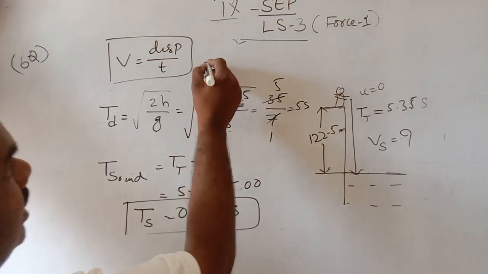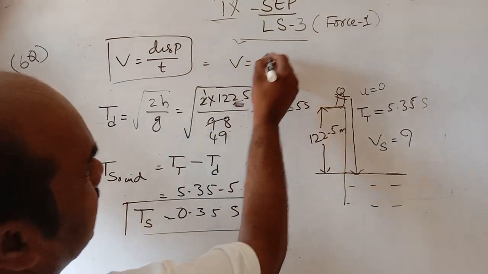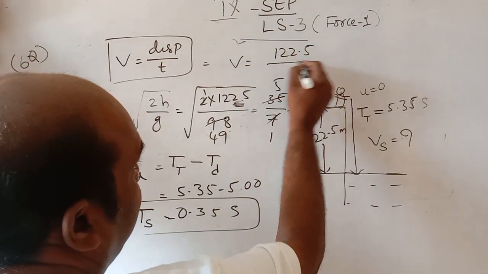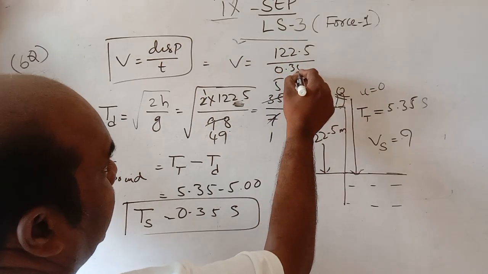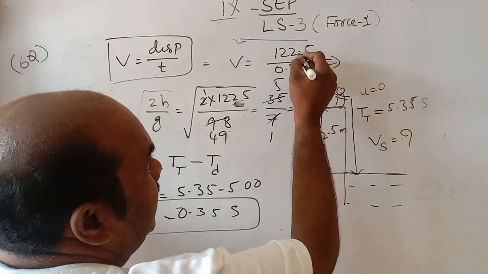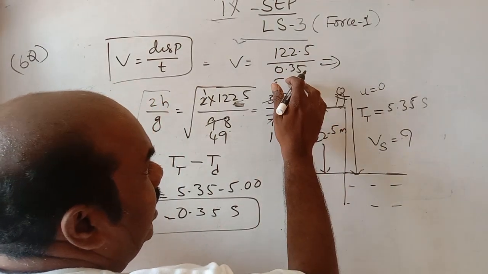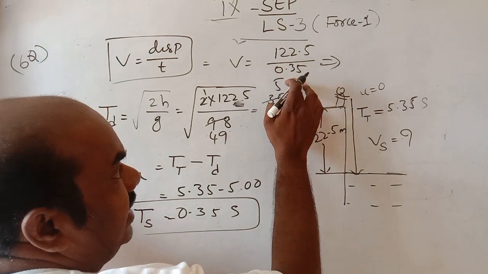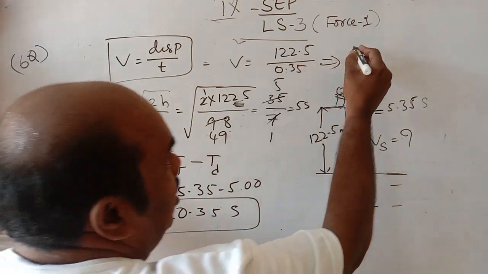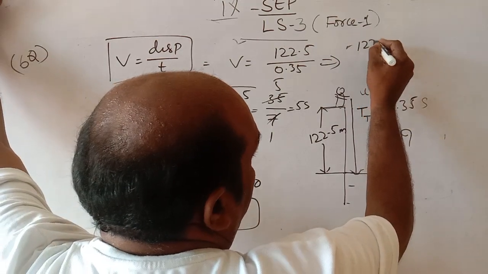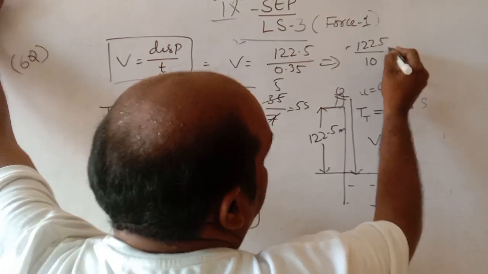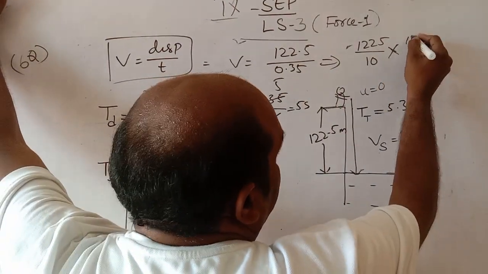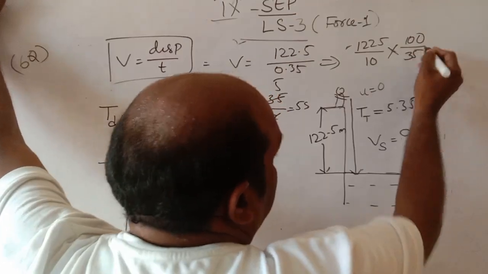Now you know very well velocity is equal to displacement by time. Displacement is 122.5, time is 0.35. Simplification is very simple. After the point there is 1 digit here, and 2 digits here. This can be written as 35 by 100. 122.5 is 1225 by 10. The 10s cancel. So 1225 by 10 into 100 by 35. 100 comes into the numerator and 35 comes into the denominator.